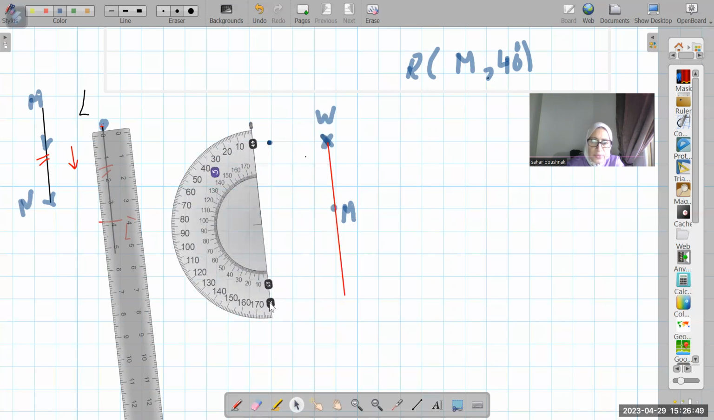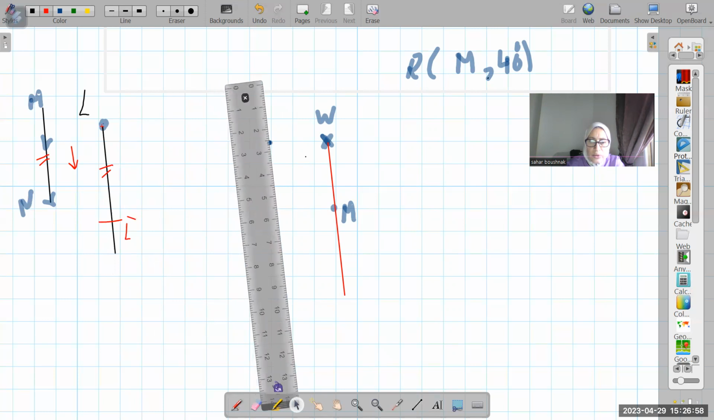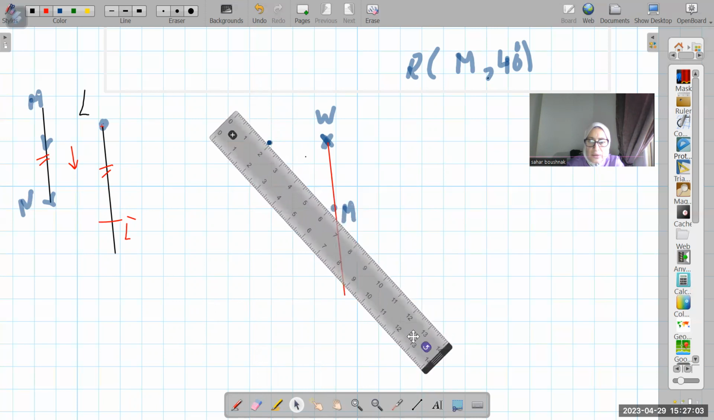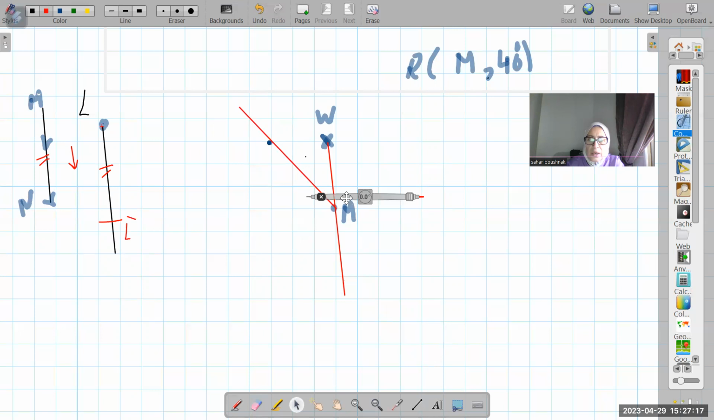Then I will remove my protractor. I will join a ray by using the ruler. This is the point for the 40-degree. Great. Then I will make a ray. Then I will remove my ruler. I'll bring the compass. I will put the compass on the center here, M. Then I will open the compass to W, the same distance.